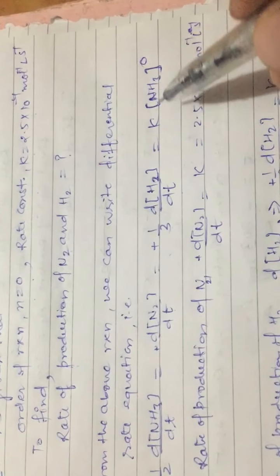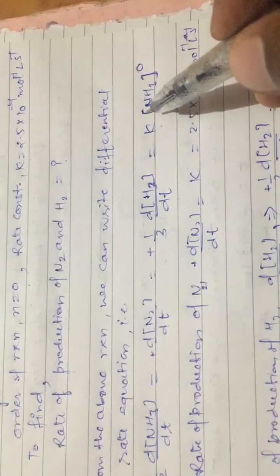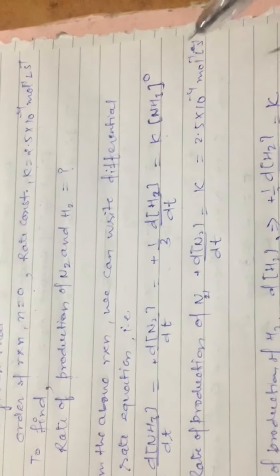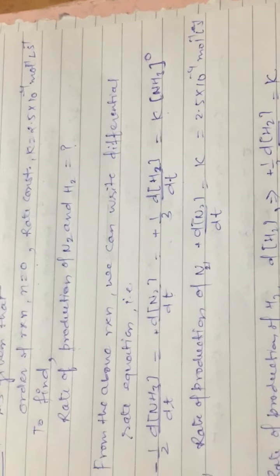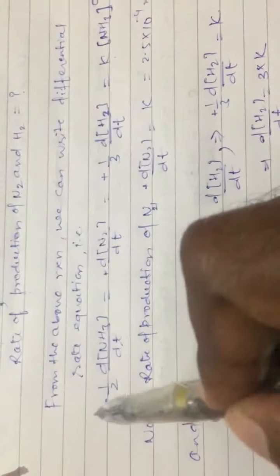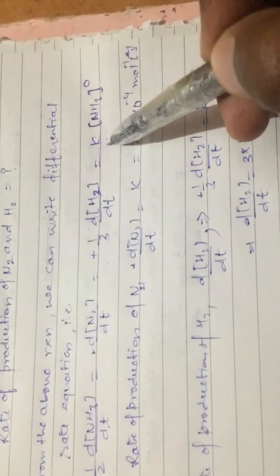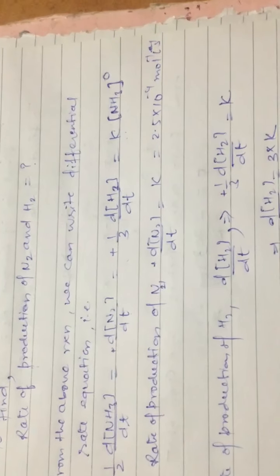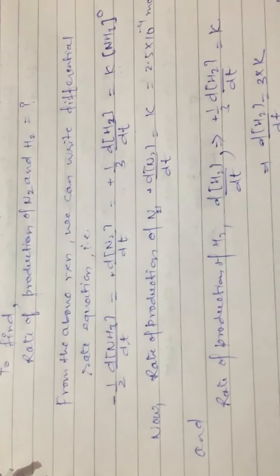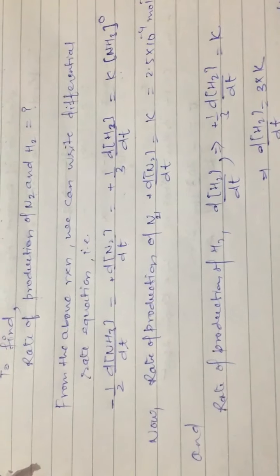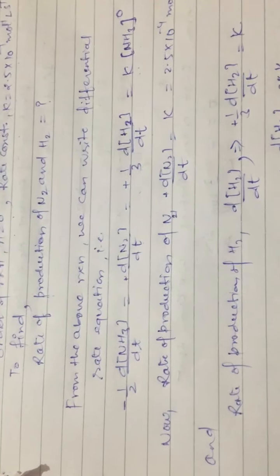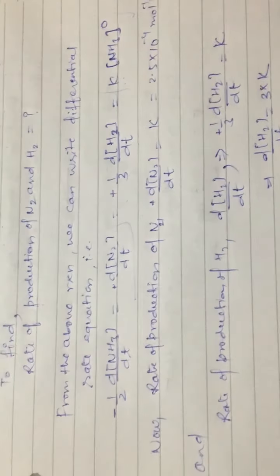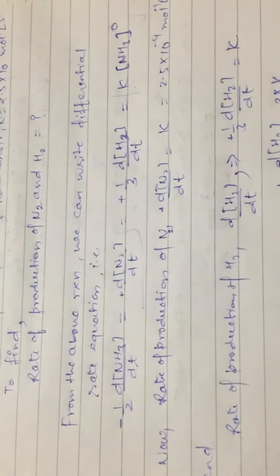This will be equal to K, that is the rate constant, into concentration of NH3 to the power 0, because the order of the reaction is 0. So this is the differential rate equation, and this K into NH3 comes from the rate law. To find the rate of production of N2, we have to consider this equation and this equation, because we know the value of the rate constant.